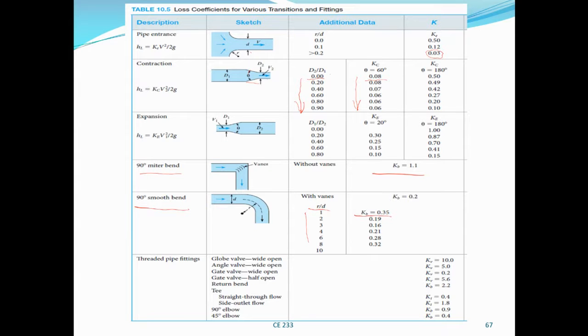You can see this is 1.1, very high compared to even all the values here. Okay, and this is for threaded pipe fittings for valves. Wide open, this is the valve loss coefficient.